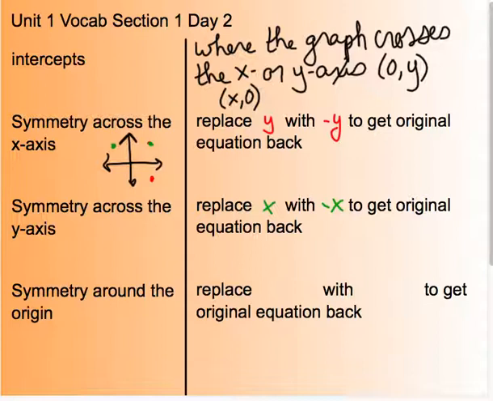Symmetry around the origin: if you replace x and y with negative x and negative y, simplify, and get back your original equation, then it's symmetric around the origin. So one more time, thinking about our original starting point, if we rotate it 180 degrees around the origin, both x and y are negative now.